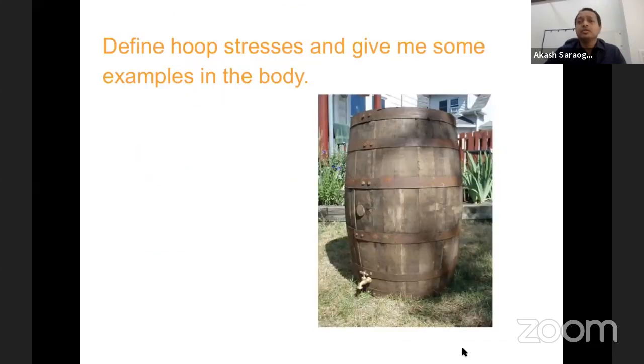Let's move on. So this is an example of what I was talking about, the hoop stress. If you were to fill a gallon of water, a big one, because of the amount of stress, the wooden plank may just burst away. To prevent that, we are given this circumferential iron railing, which will distribute the hoop stress.